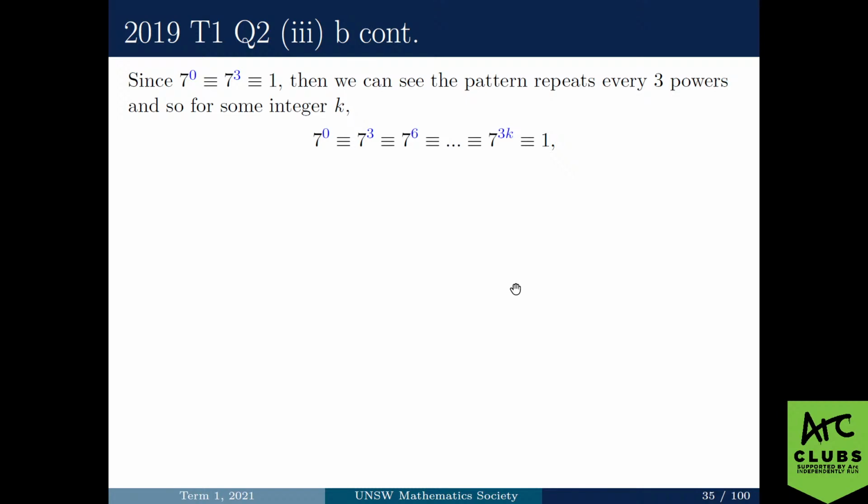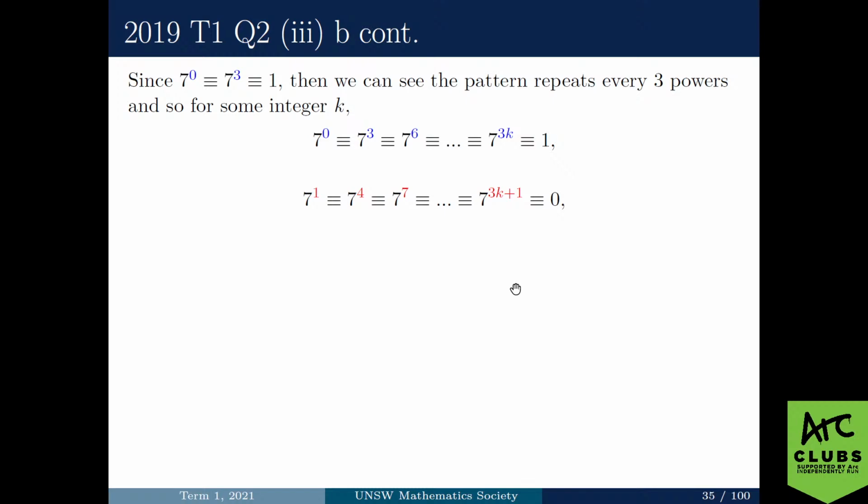If we see that this sort of pattern recurs every 3 powers, we can apply it to 7 to the 1, which means that every integer in this form, so 7 to the power of 3k plus 1, so 7 to the 1, 7 to the 4, is all equivalent to 7, sorry, not 0.